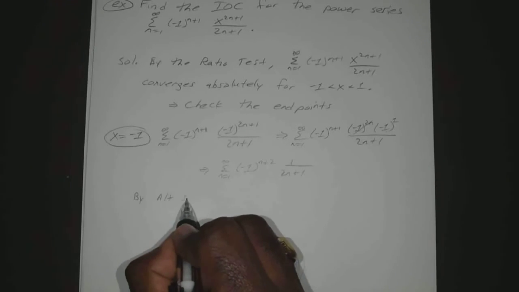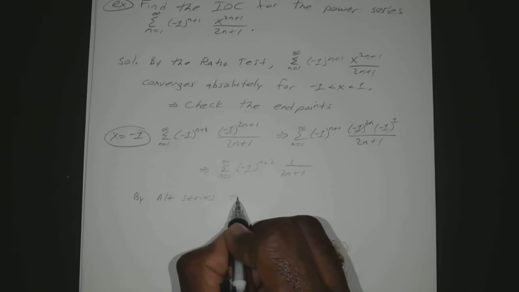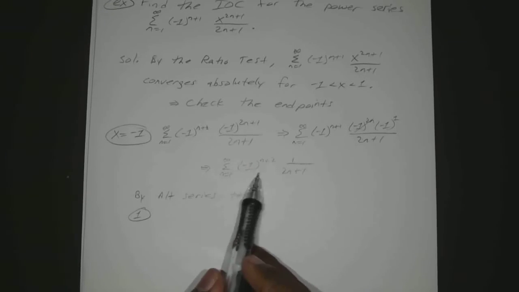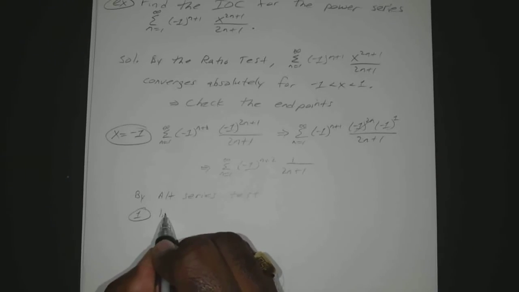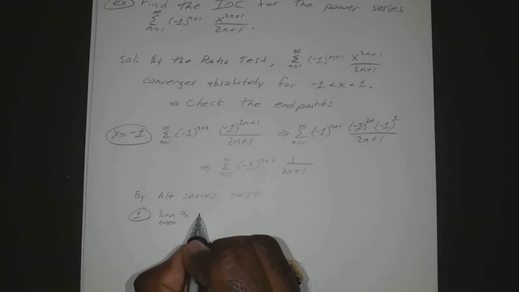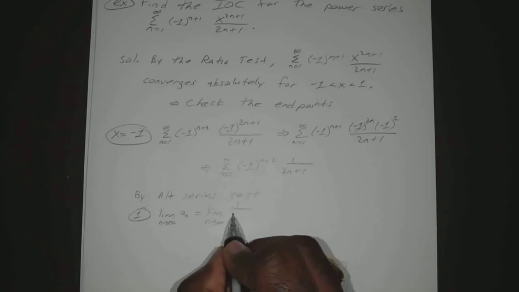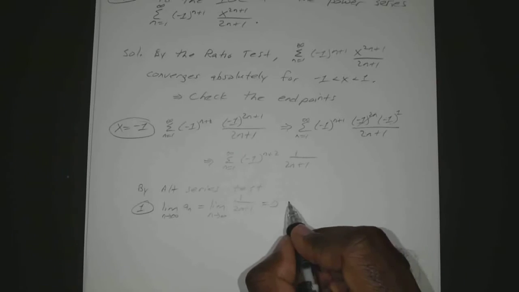So by the alternating series test, first, we have to find the limit of our a sub n as n approaches infinity. So that's the limit of 1 over 2n+1, which equals 0, so it passes the first test.